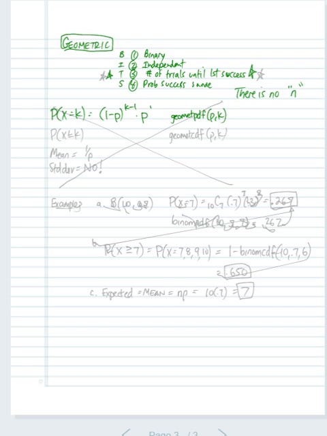Now it says in the next thing, if we want to find the probability of less than or equal to k, that's when we're going to use the CDF. GeometCDF p comma k. And then the expected value, I gave you this formula back in chapter 6, was 1 over p. And the formula for standard deviation, I did not give you because you will not need it.